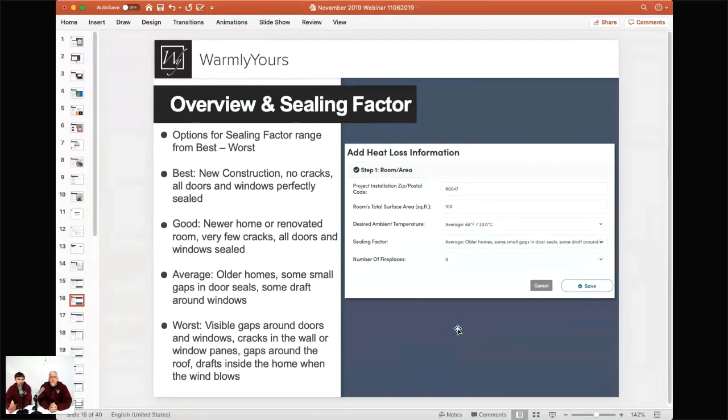And of course, things like sealant factor, that just gives us a starting point, a ballpark of what we're talking about. Are we talking about a brand new construction with no cracks, perfectly sealed doors, windows, all that? Or are we talking about average options, older homes with some gaps, some cracks that start to lose more and more heat?